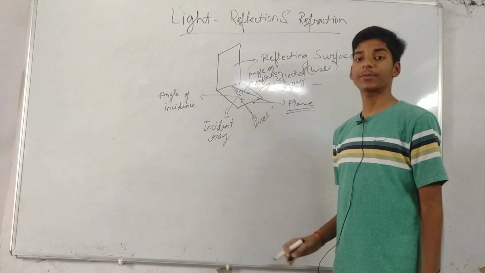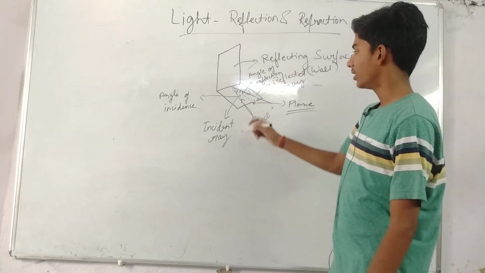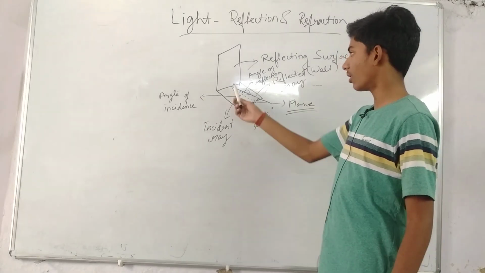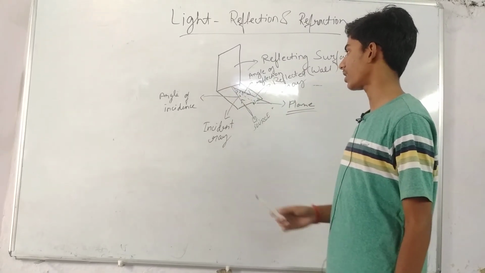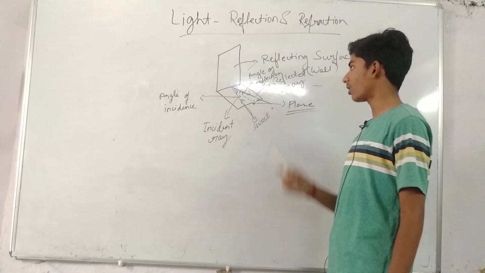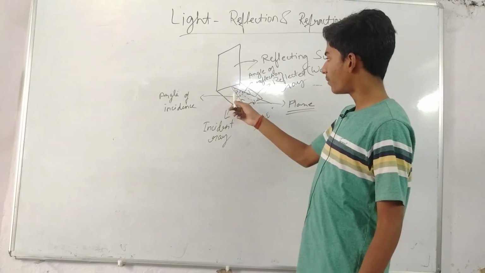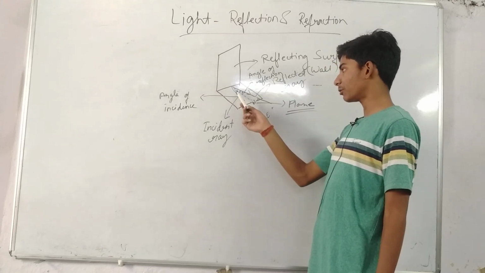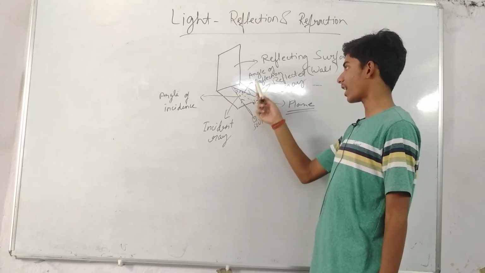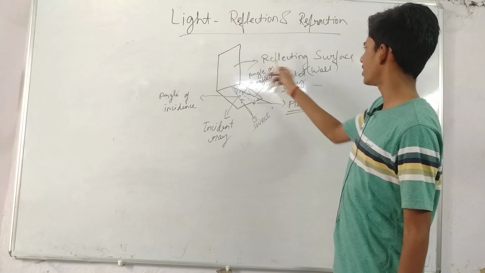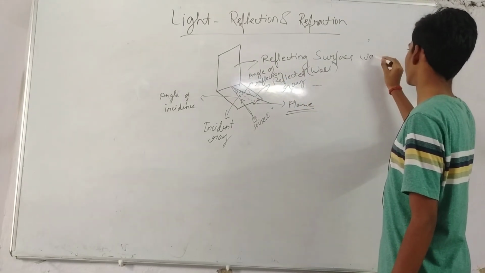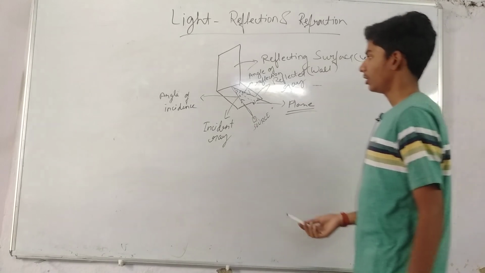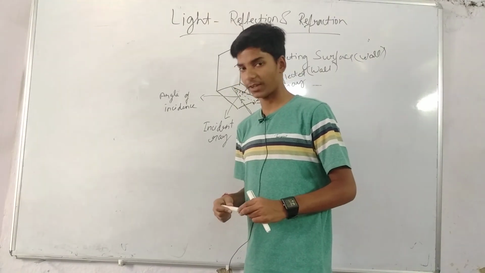So these are the concepts in reflection. The ray of light coming from the source which touches the surface is called the incident ray. The ray which reflects back is called the reflected ray. The angle formed between the normal and the incident ray is called the angle of incidence. The angle formed between the normal and the reflected ray is called the angle of reflection. And this is the reflecting surface. We can take a wall, light, anything. So this is the concept of reflection.